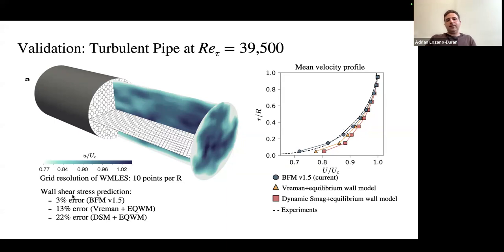And probably more interesting is the wall shear stress that you can see here, but I'm showing here the prediction. So in our case, we get 3% error. The Breman will get like 13, and the DSM will get a 22% error. So at least in this simple case, that again is not in the training set, and high Reynolds number, we are able to do a good job.